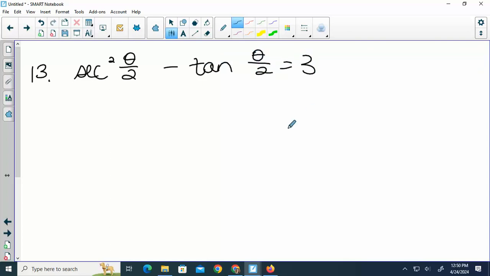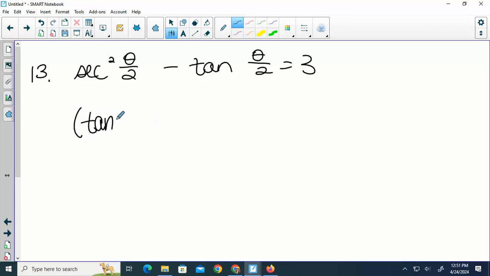Alright, so when I look at this one, you have a function squared, you have a function to the first, so your first thought might be trying to factor it like a quadratic. However, it doesn't work because they don't match. We have a secant and a tangent. So we need to go back to our flip chart, all of our basic identities. What can you change secant squared to? Tangent squared plus 1.